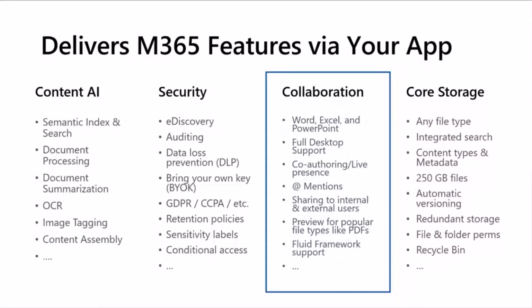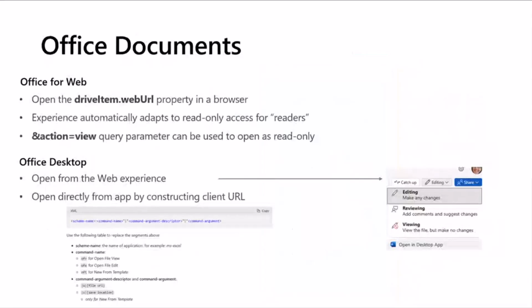Today, I'm going to deep dive a little bit into the collaboration capabilities. So we'll show you how you can access files with Office, like Word, Excel, and PowerPoint, both on desktop and Office for web. You get co-authoring and live presence capabilities, @mentioning, and more, as well as the ability to preview files. So with that, I'm going to get into it. I've got some slides, and then I'll get into some demos and show you how some of this stuff works.